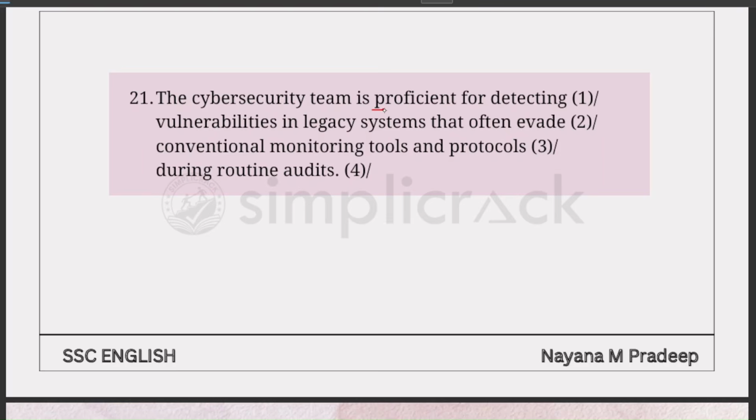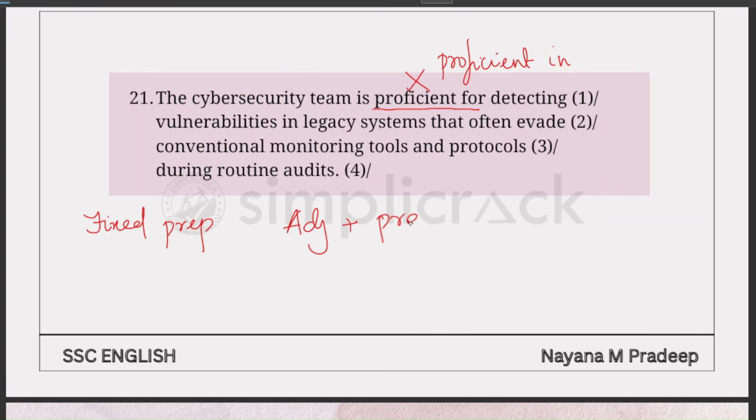Here you see proficient for, which is wrong. It is proficient in. See, there are certain adjectives which are always used along with a fixed preposition. That is why we say fixed prepositions. An adjective always accompanies a preposition. This is always the same in all cases.